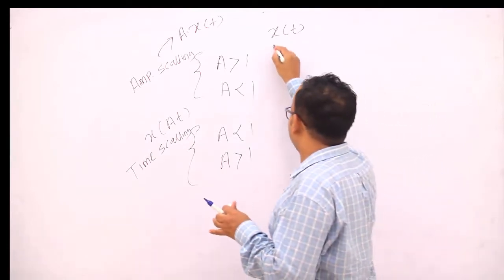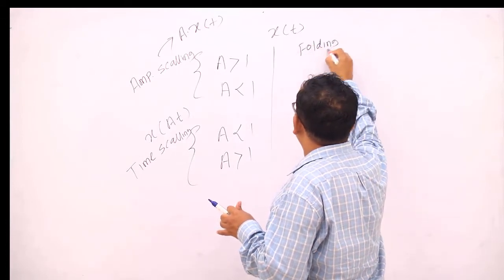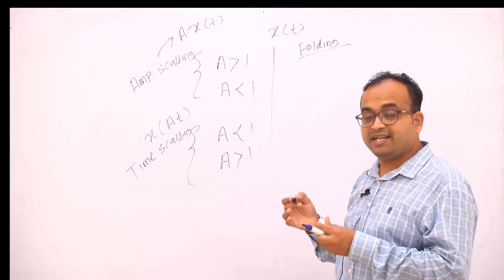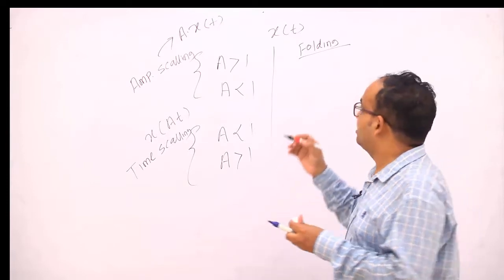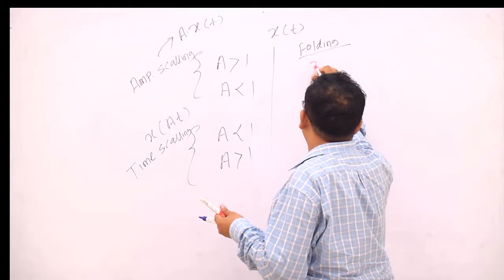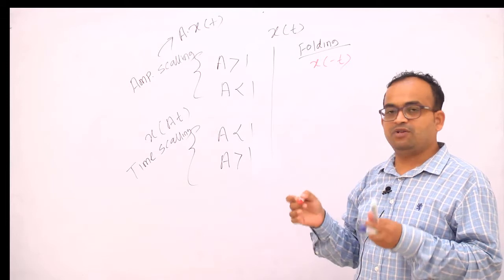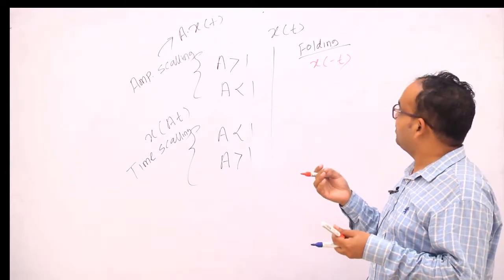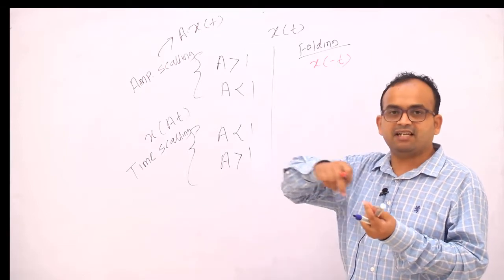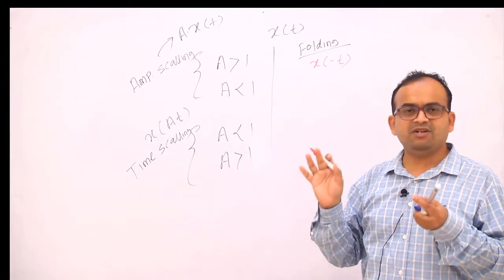The next operation we have done is folding. If any signal x of t is given, then we find the folded version of the signal by taking x of minus t. This is the folded version of the signal we discussed in the last class. If a signal is folded in the time domain, we are rotating the signal about the y-axis. This is a very general operation on signals.